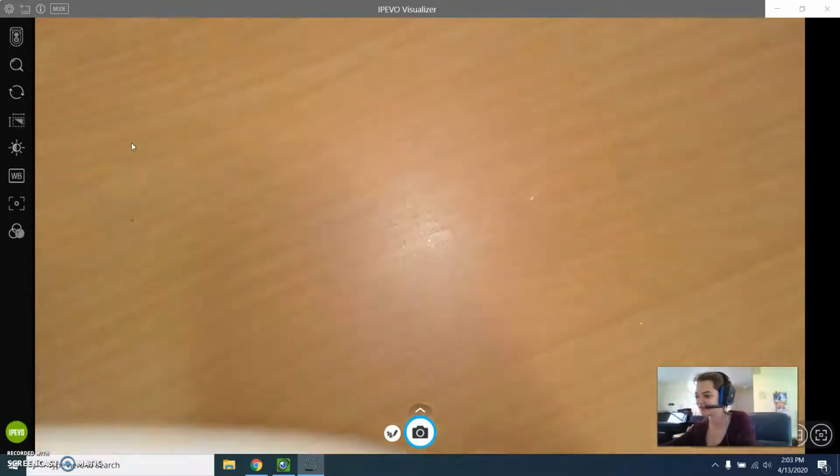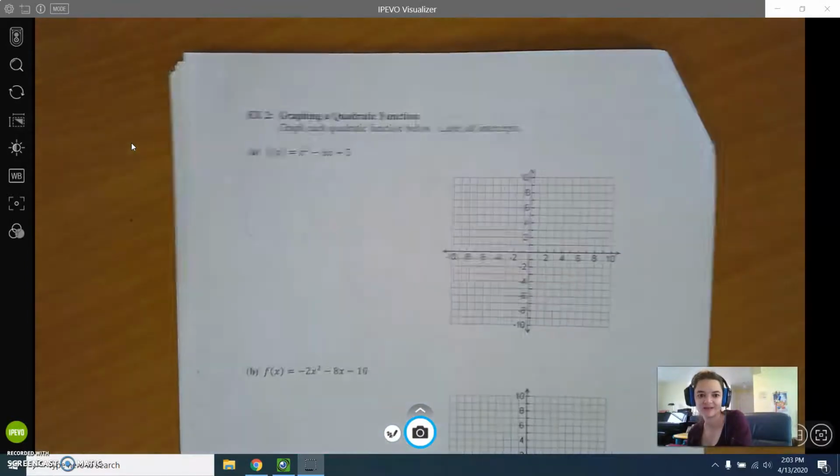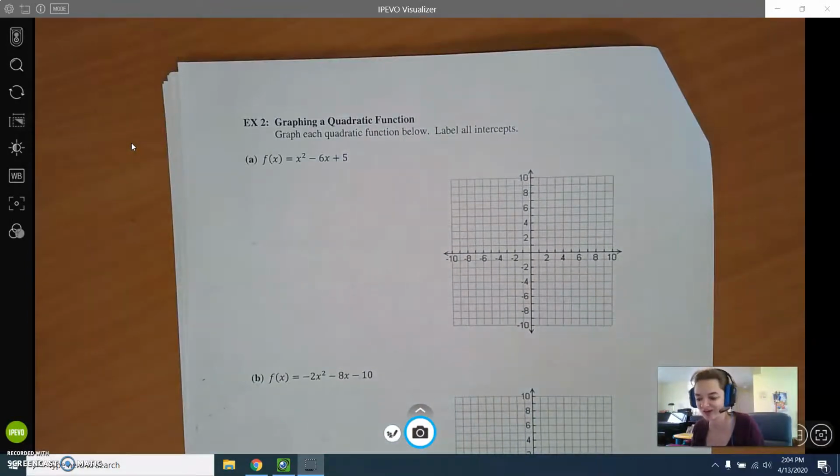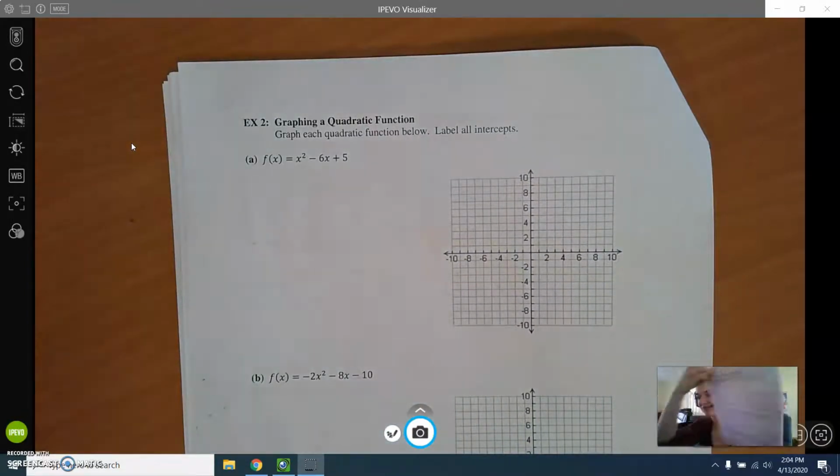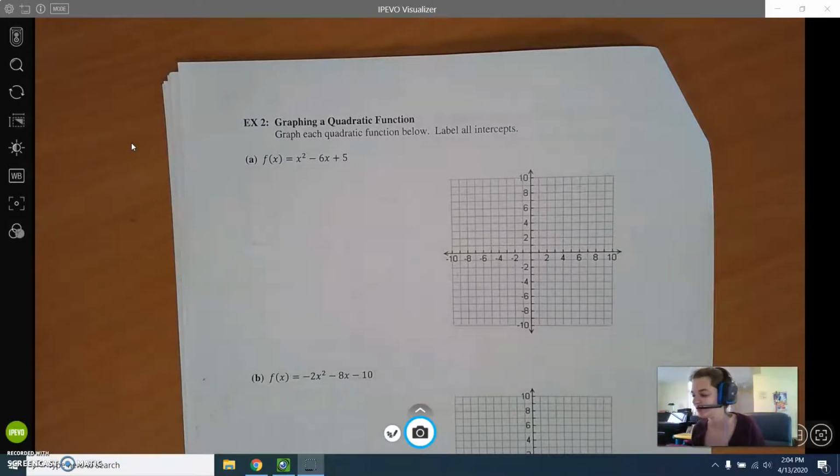So this is how you find the vertex when it's in standard form. Next up, how do you graph an equation if it's in standard form? Okay. So graphing an equation in standard form, it's actually really easy to find your intercepts. So let me show you how to do those, and then we'll talk about graphing.